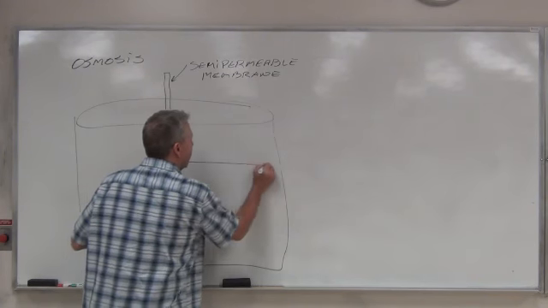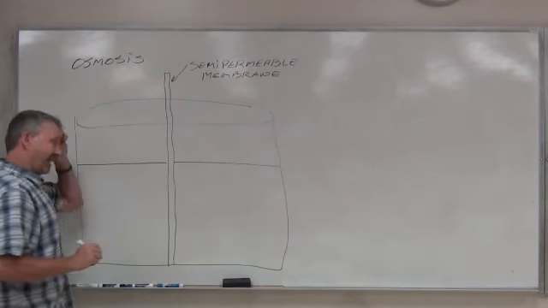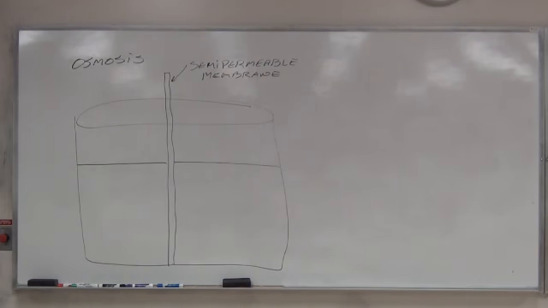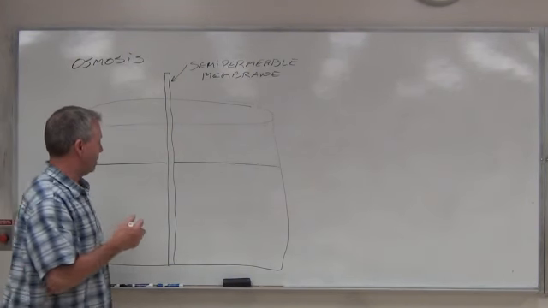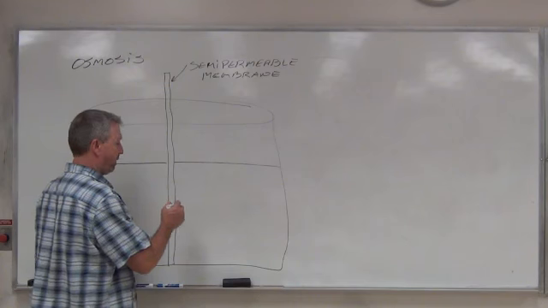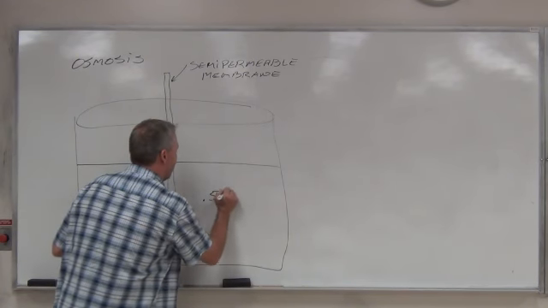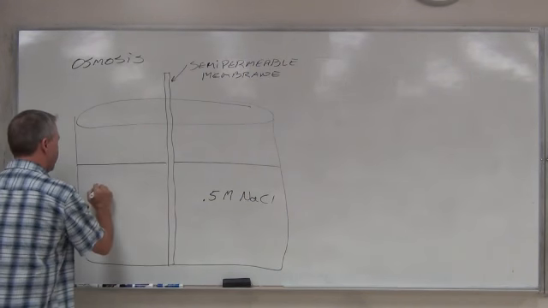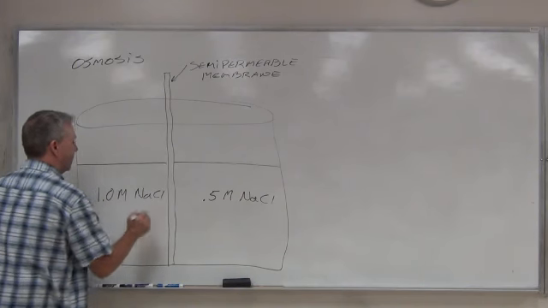And let's say that on each side of your membrane you have two solutions of different concentration. Let's use sodium chloride because sodium chloride is common. Sodium ions and chloride ions are common. Let's say that we have a 0.5 molar NaCl on one side and a 1 molar NaCl on the other.